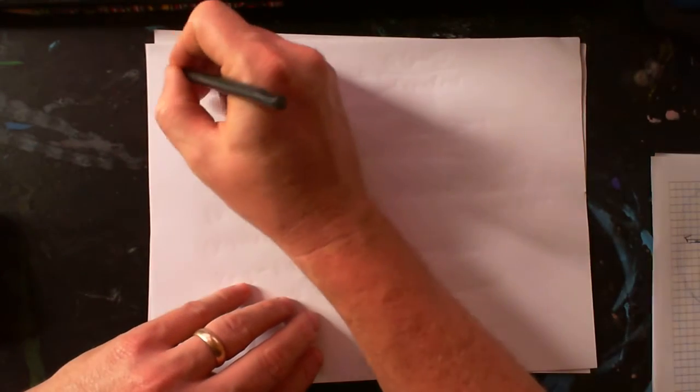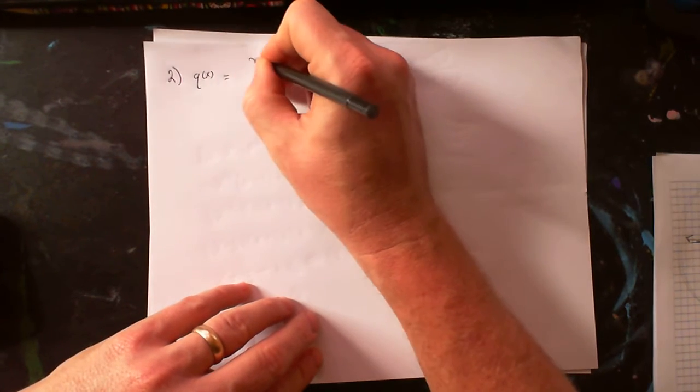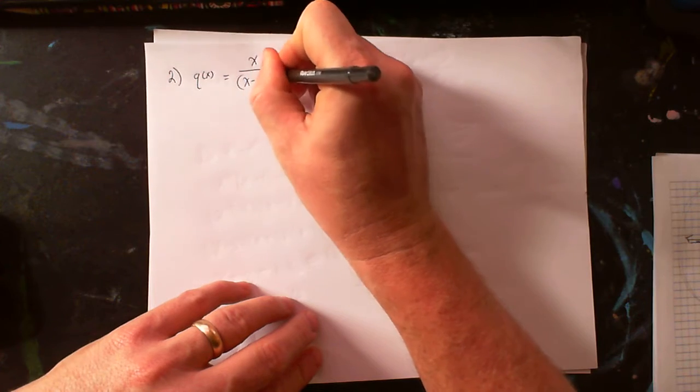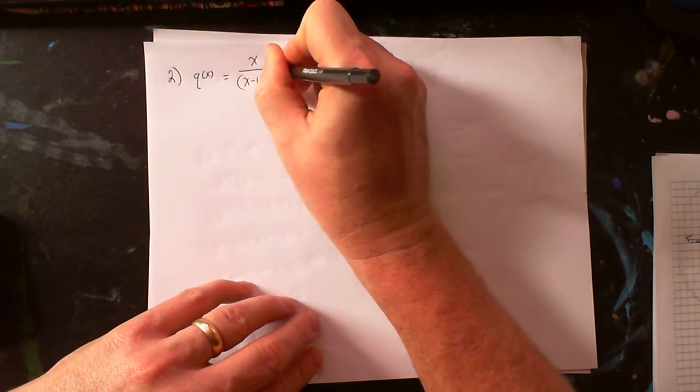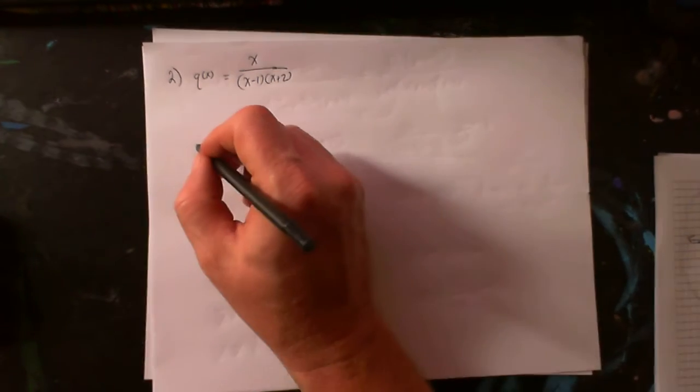Number 2, q of x equals x divided by x minus 1, x plus 2. In this problem, we are going to do the same thing that we always do and start with the domain. So the domain is determined by looking at the denominator.